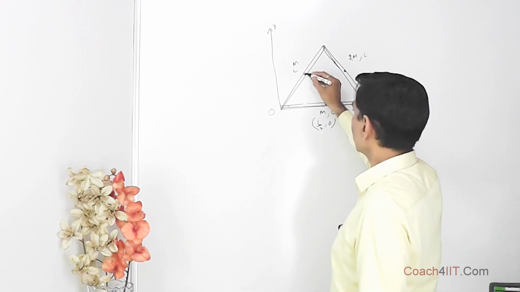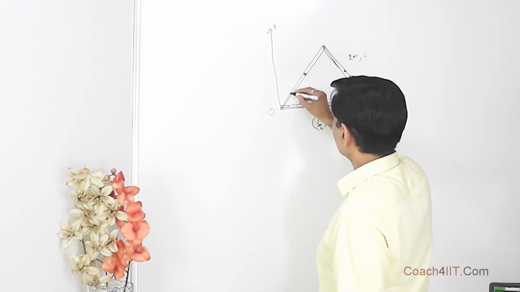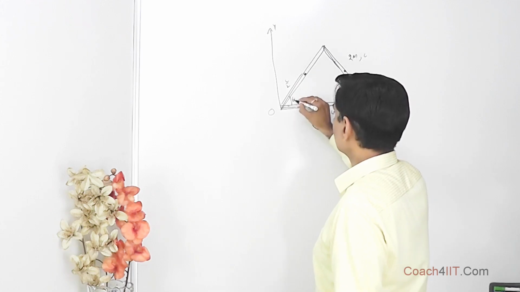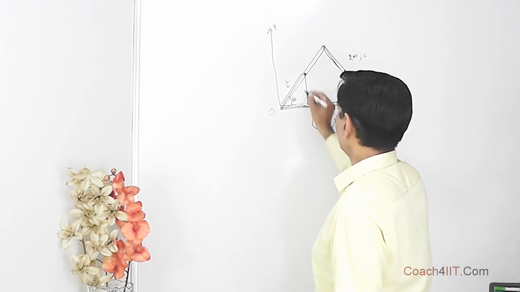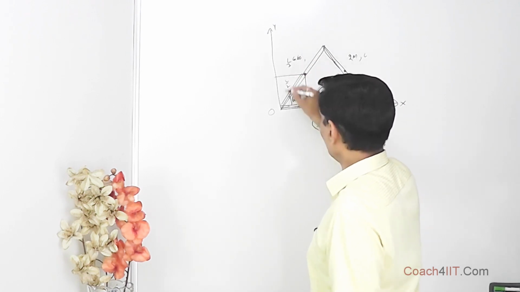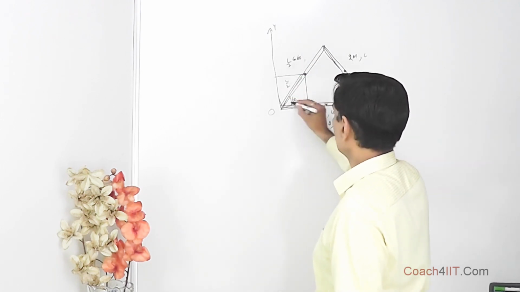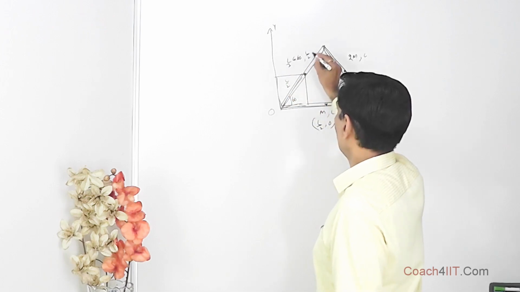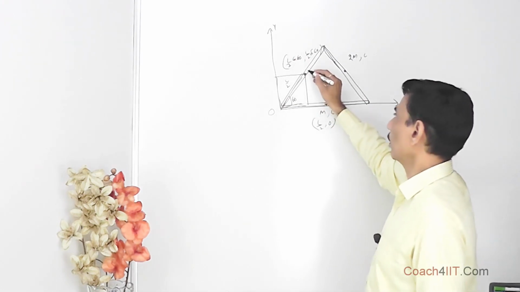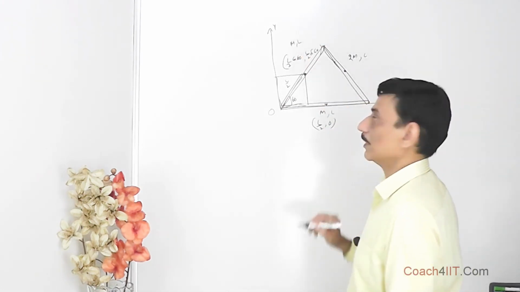For this one, total mass is m, length is L, so from here to here is L by 2. This angle is 60 degrees. So the x coordinate is going to be L by 2 cos 60 degrees, and the y coordinate is L by 2 sin 60 degrees. So these are the x and y coordinates of this rod of mass m and length L.